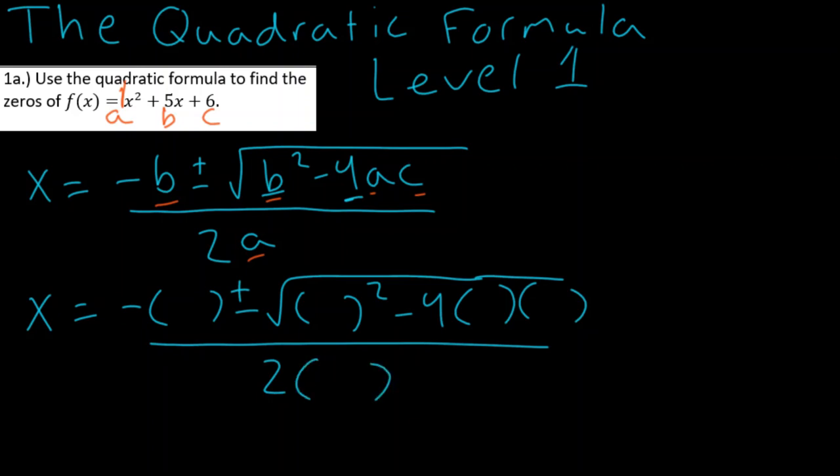Okay, now let's take the things that we labeled and plug them in. The first letter I see is b, and I know that my b term is 5, so I plug in 5. I see another b term, and I plug in 5. And then I see my a term is next, my a term is 1, and my c term is 6. And lastly, down here on the bottom, we have another a, so that a term is going to be 1 again.